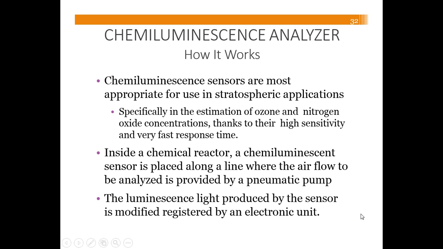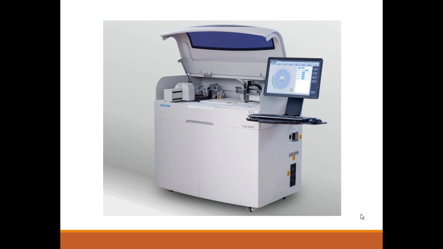This is how they get the sample of air. It's sucked in from the atmosphere, directed by the pump, past the sensor. The sensor light modifies according to the amount of ozone and nitrogen oxide in the air sample, and this is registered by the electronic unit to give out a reading. This is an example of what this instrument would look like.